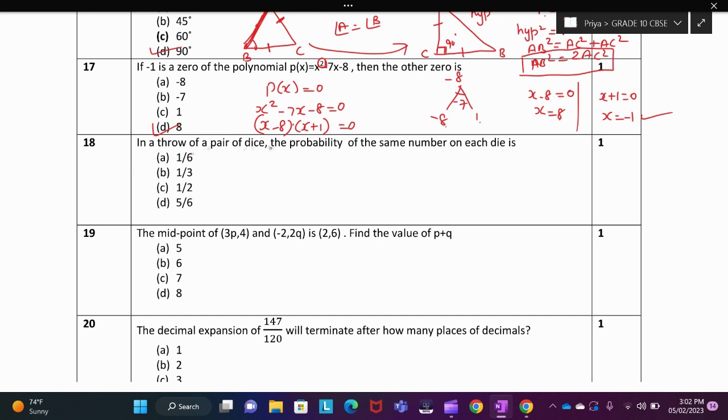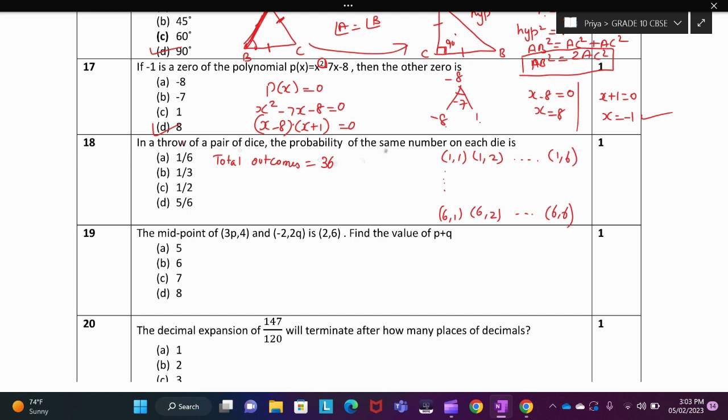18. In a throw of a pair of dice, the probability of same number on each side is. So what is the total outcomes when two dice are thrown? You know the total outcomes are 36, isn't it? Because the possibilities are 1 comma 1, 1 comma 2, up to 1 comma 6. Similarly, 6 comma 1, 6 comma 2, up to 6 comma 6. So the total outcomes are 36.